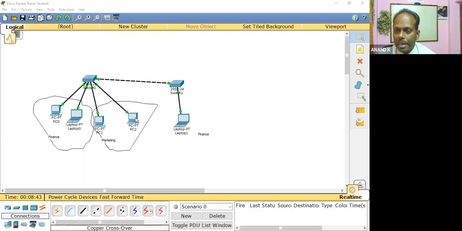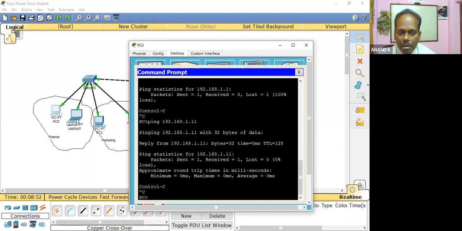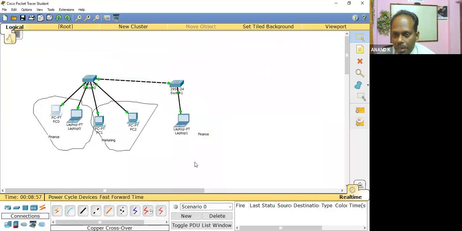So how can security be done? With the help of VLANs. As I have shown you, I can ping each and every system, not only here, but the other remote system also I can ping. But now, how do we group them and make virtual LANs?